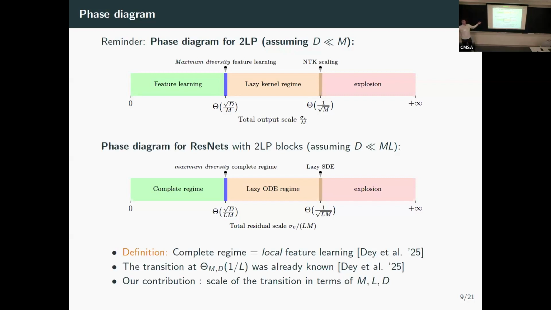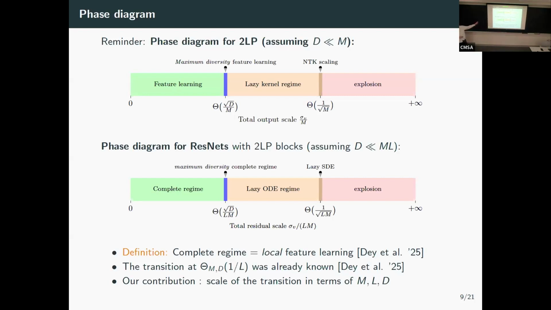When you have an infinite number of layers, this becomes an important distinction. And they have observed in this paper that this leads to better performance in practice when you have this behavior. So they have a hyperparameter transfer and so on. So this is the relevant characterization of feature learning that you want to happen in a deep ResNet. And they have identified that this transition was related to the scaling 1 over L. So here, since we want to decouple M and D, we need to be slightly more precise, to separate the role of D and M. And this is where the transition happens, that's square root of D over LM. And beyond that, you have this lazy ODE regime.